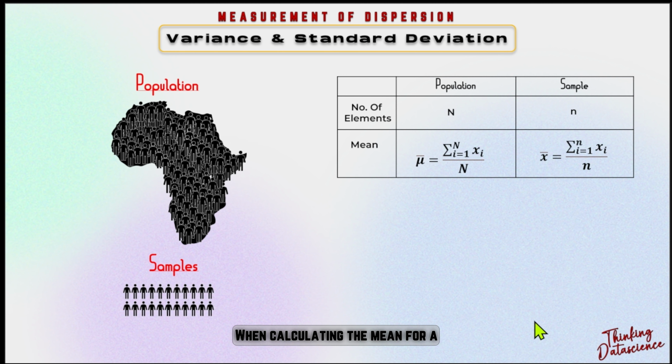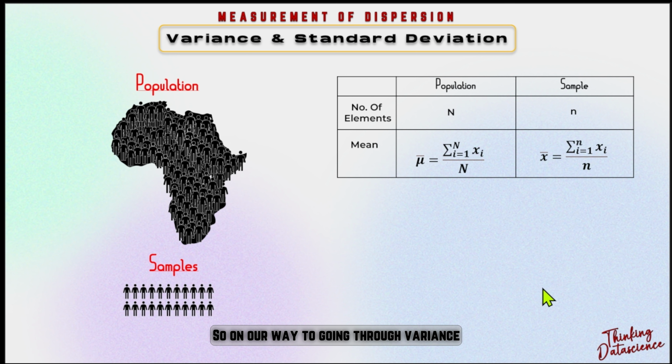When calculating the mean for a population, both ends of the formula are represented by capital letter N. However, when calculating the mean for a sample, we use x bar instead of mu to represent the mean of the sample. The formula remains the same except that we use lowercase n instead of capital N. So the numerator has the lowercase n and the denominator as well has lowercase n.